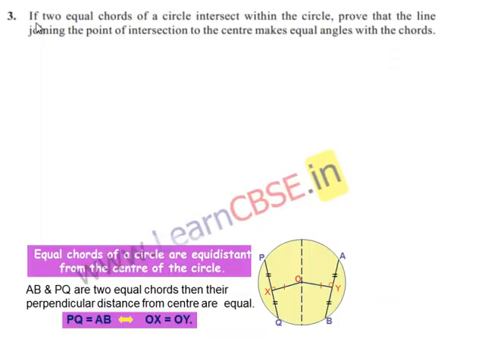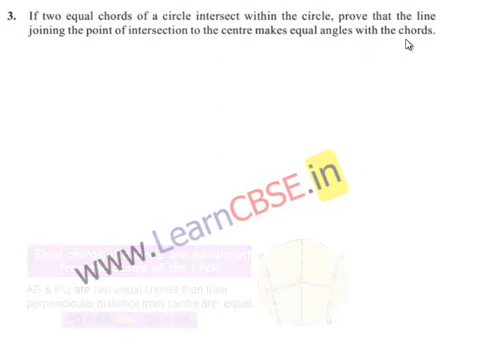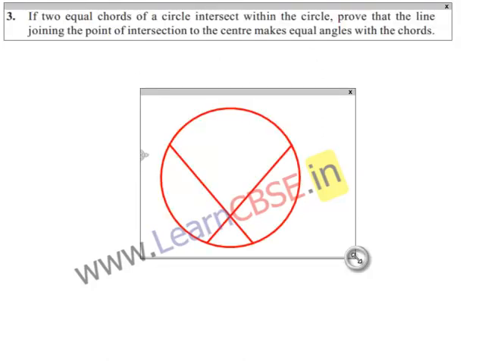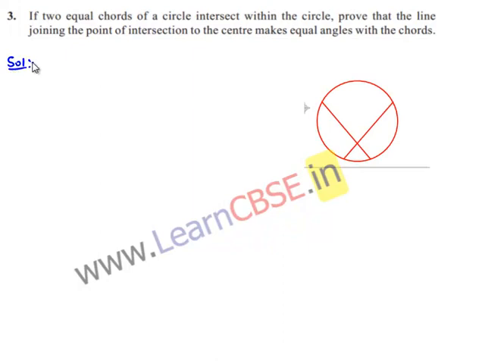Moving on to question number 3. If two equal chords of a circle intersect within the circle, prove that the line joining the point of intersection to the center makes equal angles with the chords. Now moving on to the solution. Let us consider a circle with center O and two equal chords, AB and CD, of equal lengths intersecting at point E.